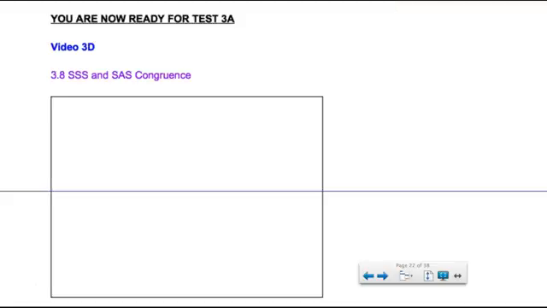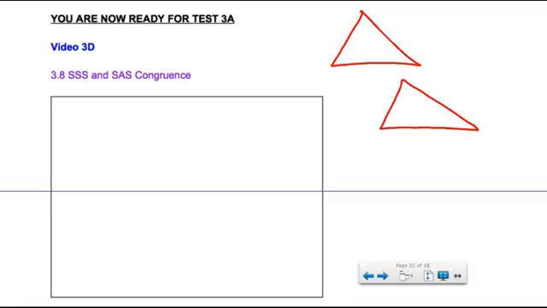In this next section, Video 3D, we're going to talk about triangle congruence. I'm going to go off to the side here and draw this triangle, and then draw one that looks like it's the same. You don't really need to draw these over here, just watch. Suppose I put a single arc here. So those angles are the same, these angles are the same, and these angles are the same. Sides the same. Sides the same.